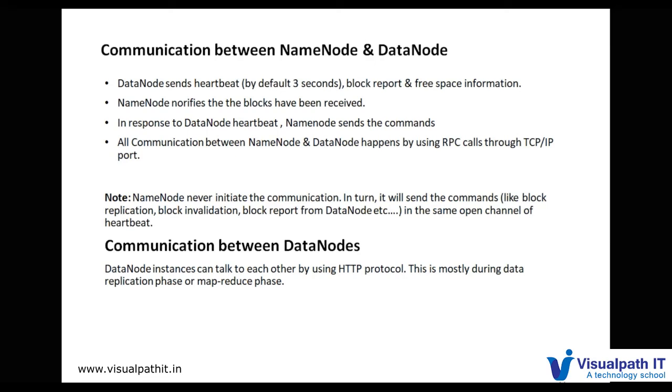Okay, right. And the other one is communication between data nodes. For example, if in a cluster you have 100 data nodes, how will every data node communicate with each and every other data node one by one? So data node instances can talk to each other by using HTTP protocol. And this is mostly during the data replication phase or map reduce phase. Okay, so this is completely theory part, try to understand.